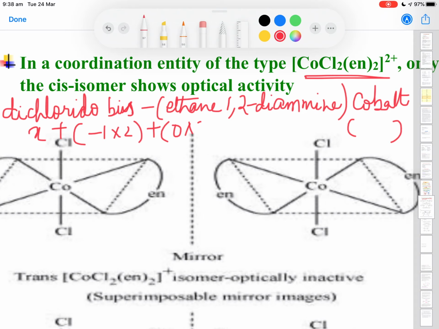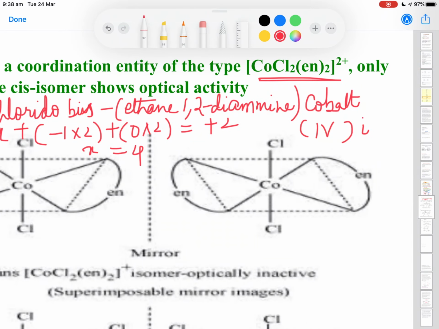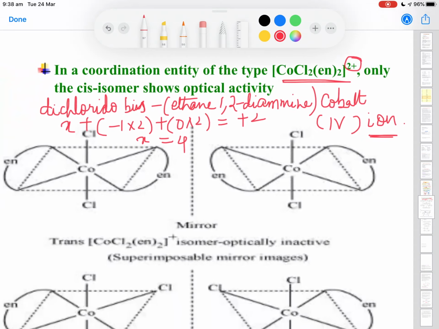Again, it's 0 into 2 equal to +2. So the value of X lands up as 4. Is it or not? So here I'm going to write 4. And I'm going to write ion here because there is no primary valency mentioned here. There is no counter ion mentioned here. So in such cases, when you have 2 plus charge, you usually end up with ion. Even if you don't write, it's perfect, but it's better to write ion in such cases.